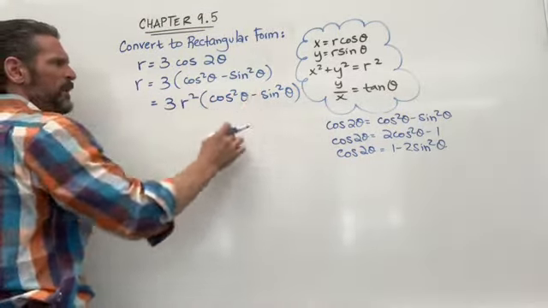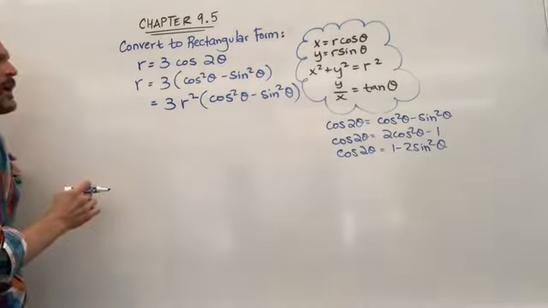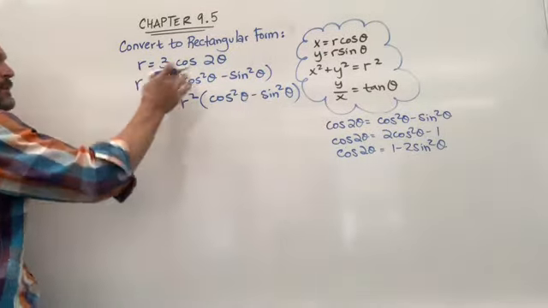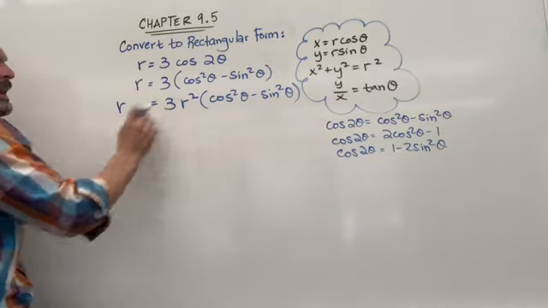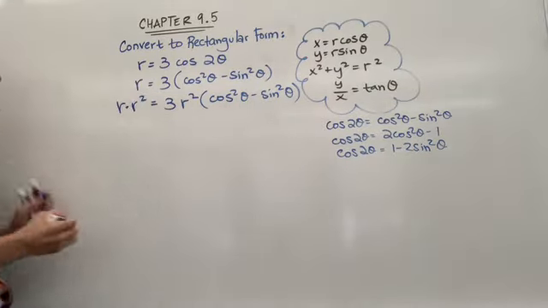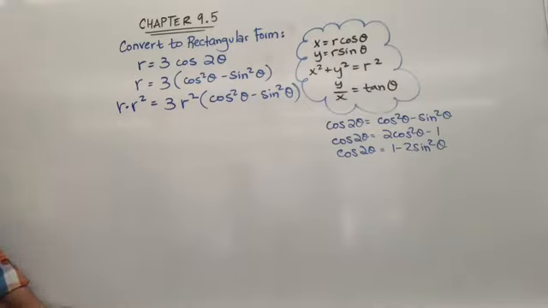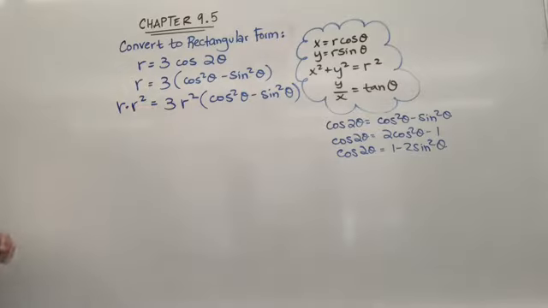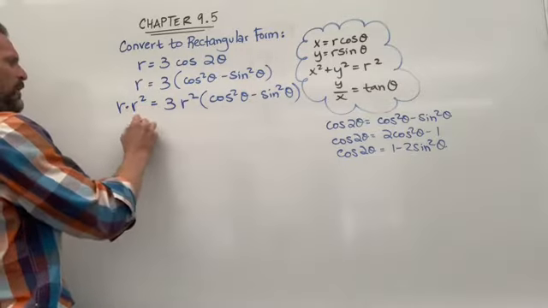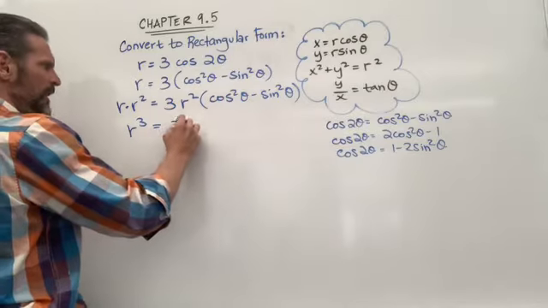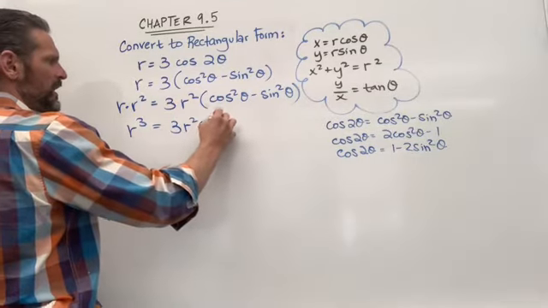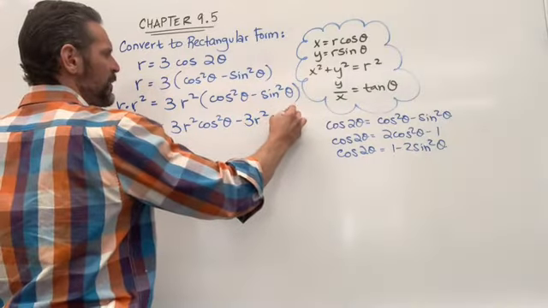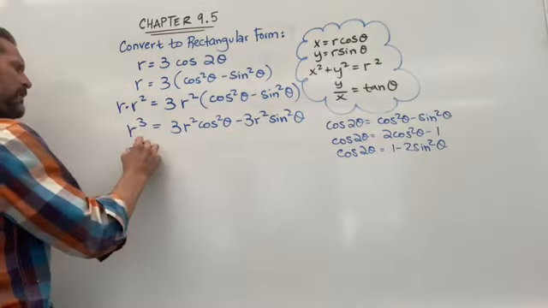Now, if I distribute those, then I can set up a substitution going from polar form into rectangular form. But if I introduced r squared there, of course, I must multiply r squared on the left-hand side. So I'm going to have r cubed is equal to 3r squared cosine squared theta minus 3r squared sine squared theta, which gives us r squared.